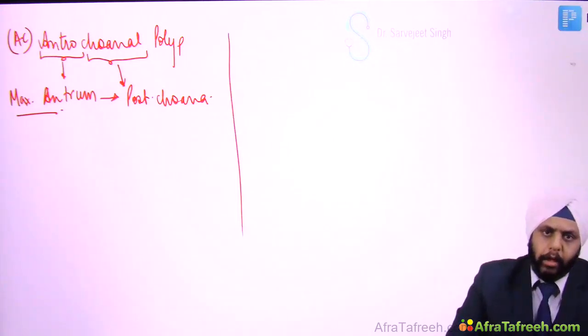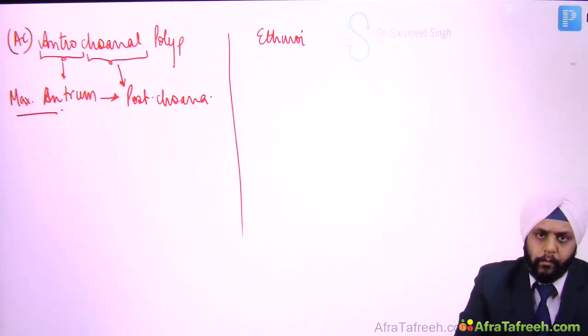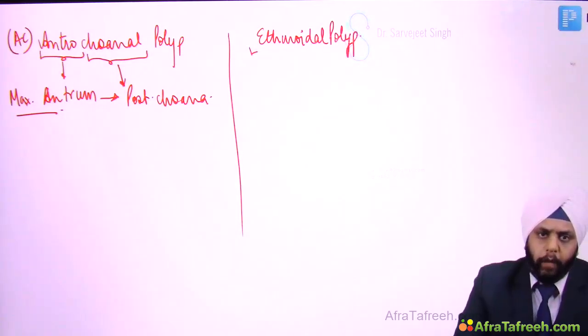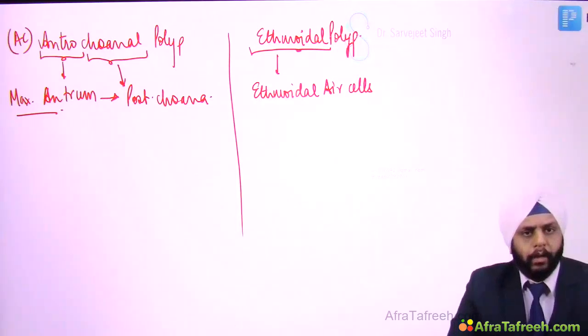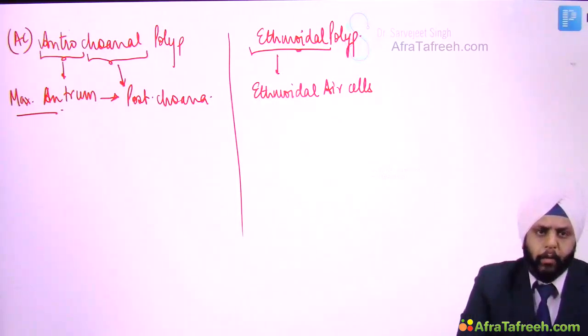Now let's look at the ethmoidal polyp. The ethmoidal polyp starts from the ethmoidal air cells. The name itself is telling you it starts from the ethmoidal air cells. Now, enterochoanal polyp.